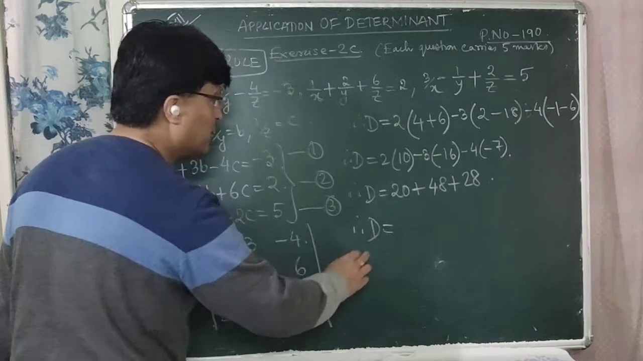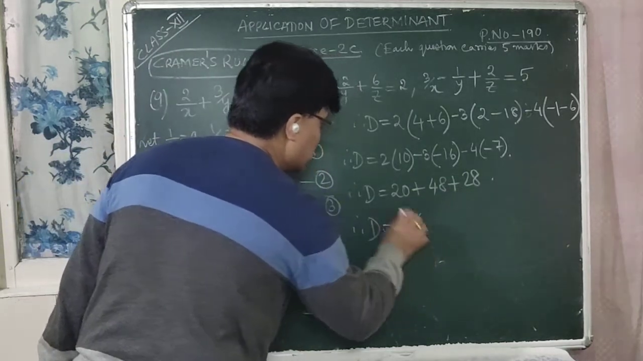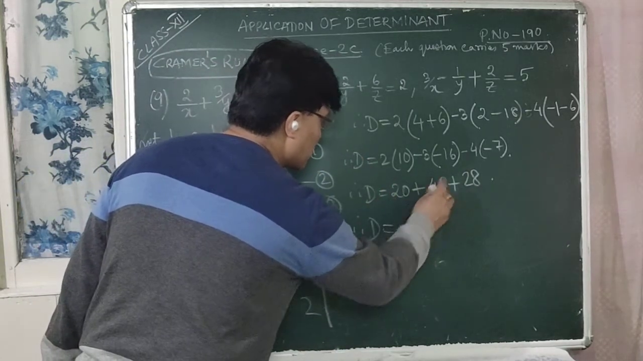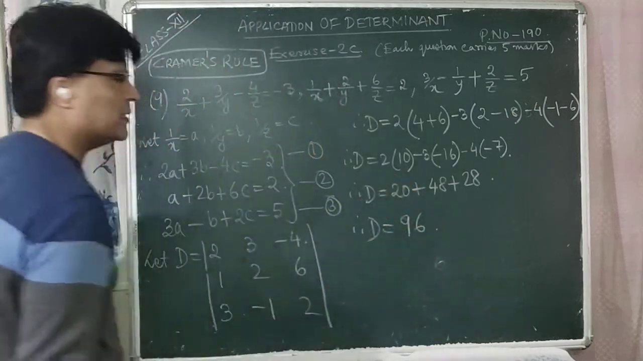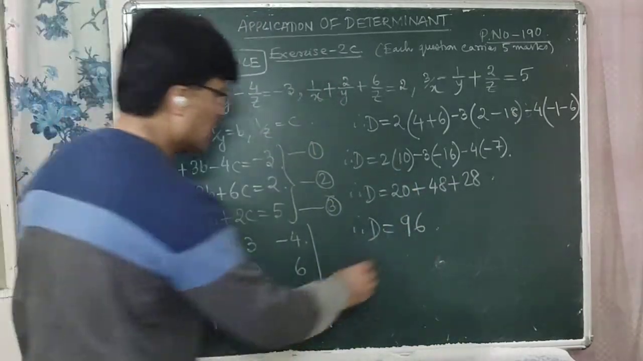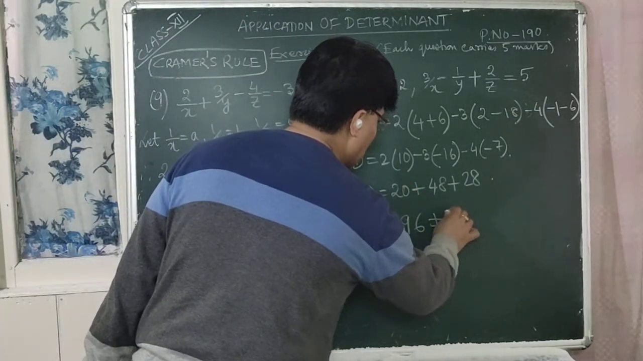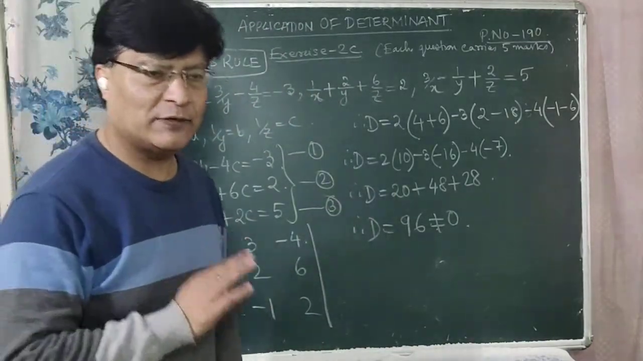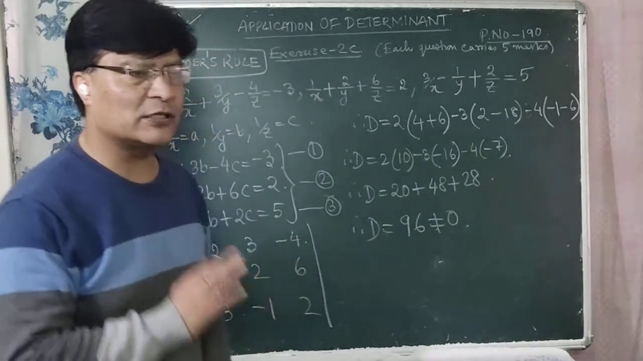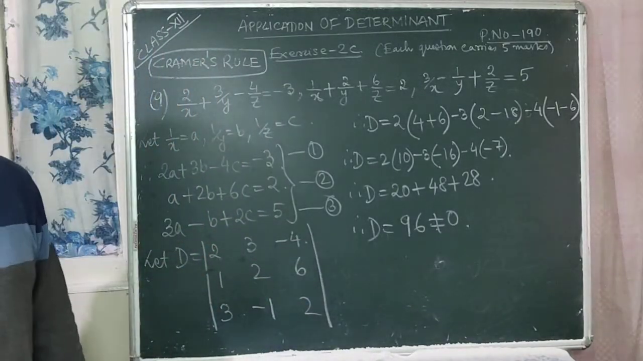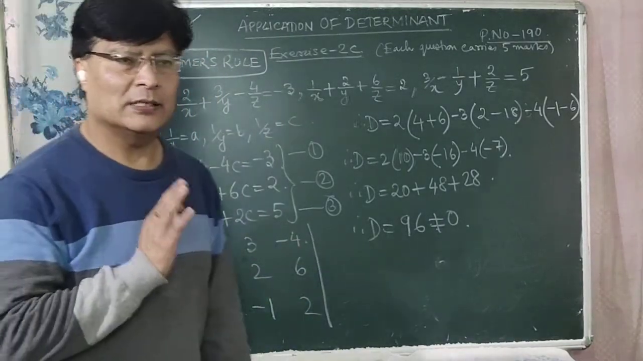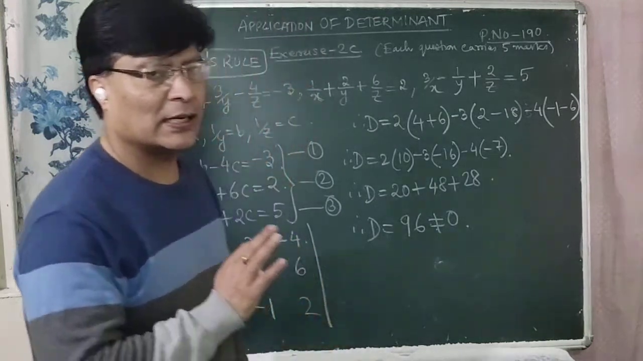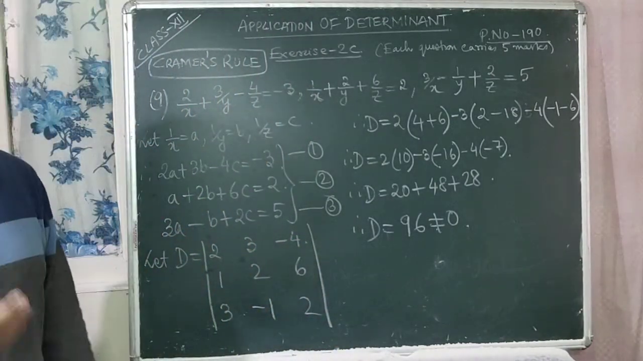D is equal to, add them, 8 plus 8, 16, 6, 1. 3 plus 4, 7 plus 2 is 9. That is 96, which is not equal to 0. D should not be equal to 0. If D is equal to 0, then the given system of equations has no solution. That is, the system of equations is inconsistent, isn't it?